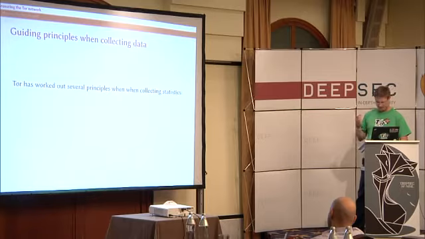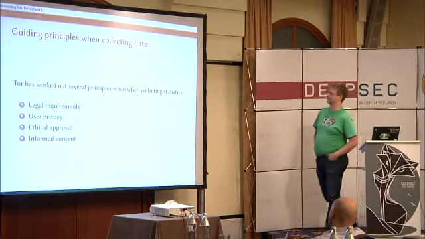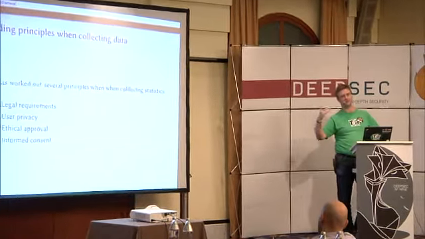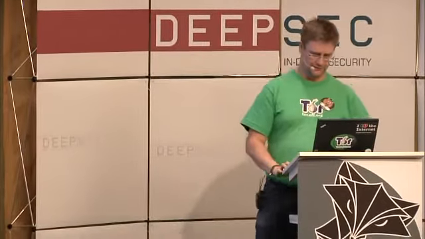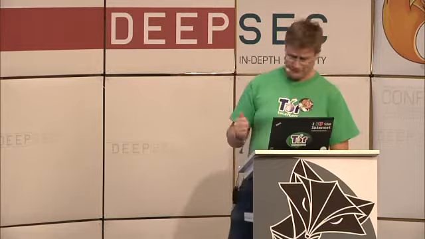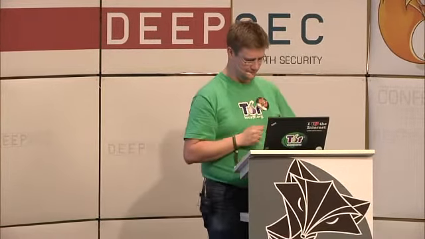And TOR over time has worked out several principles when collecting statistics. First, there are some legal requirements. In several states we have wiretapping laws and data protection laws, and we have to make sure that we don't fall under any kind of wiretapping law, because that would be quite bad, and also that we don't fall under data protection rules. So we have to take care of several legal requirements. Of course, the privacy of the user is quite important for us. We have to take care that we don't accidentally de-anonymize any user.